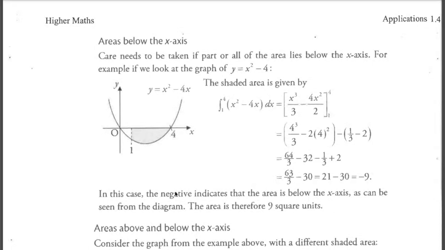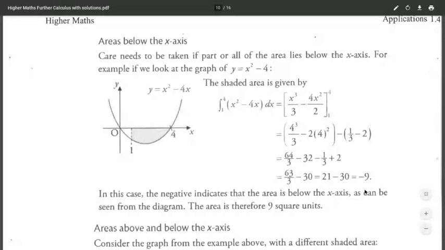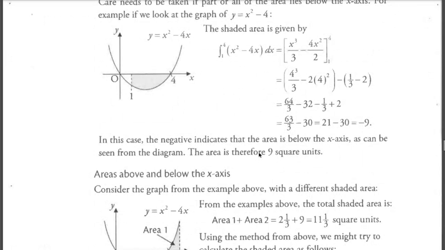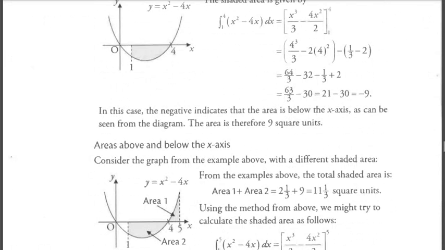Or actually, I'd be writing all of this. In this case, the negative indicates that the area is below the x-axis, as can be seen from the diagram. The area is therefore 9 square units. So it just shows that we understand what's going on, and we need to do that, just to let anybody who is looking at our work know that we understand.